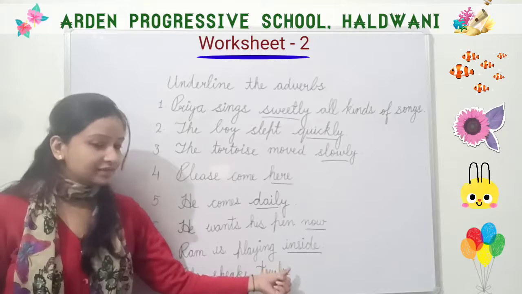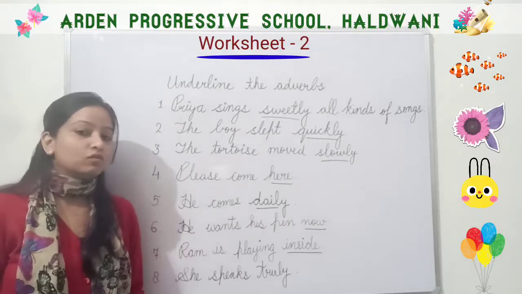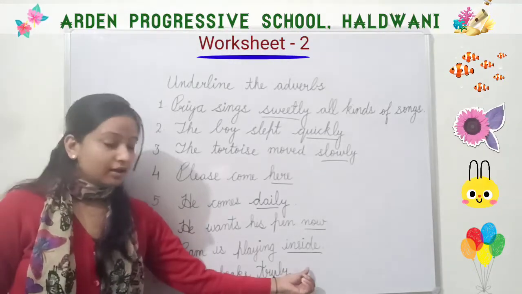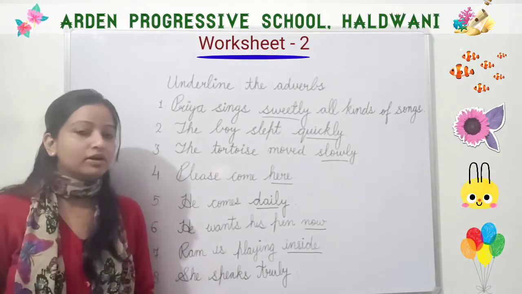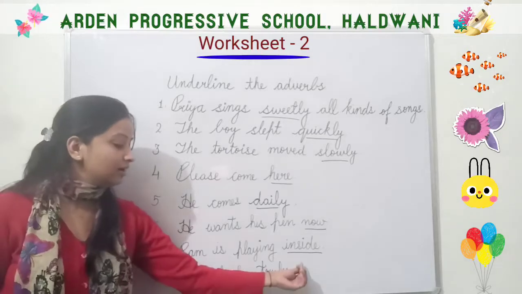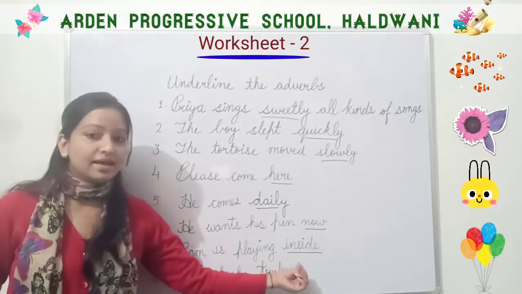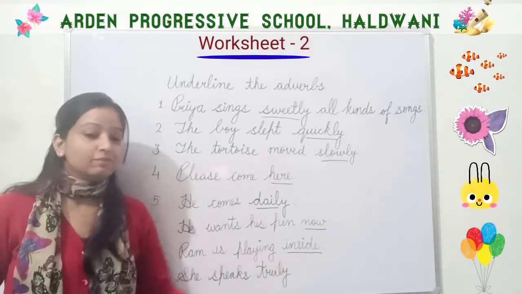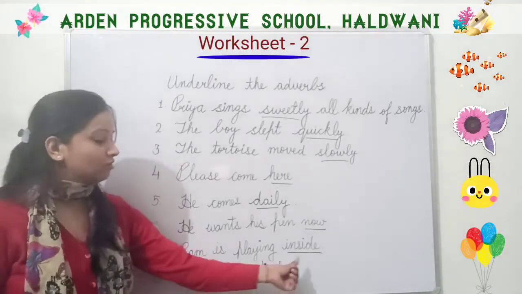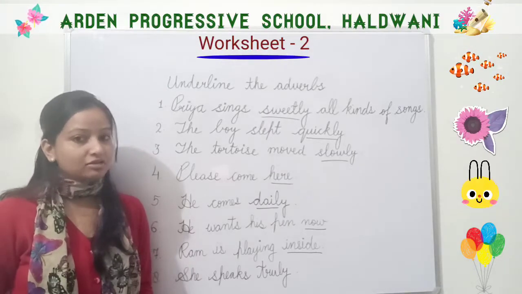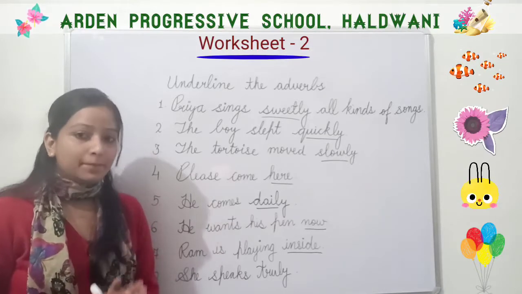Ram is playing inside. Here the word inside is an adverb. Which kind of adverb? We know that when we get the answer of where, that word is an adverb of place, because we are getting the idea of place. Where is he playing? Inside. So it is giving us the answer of where, and whenever we get the answer of where, that word is an adverb of place.